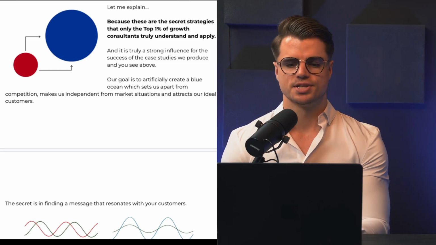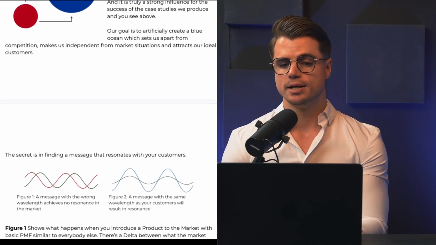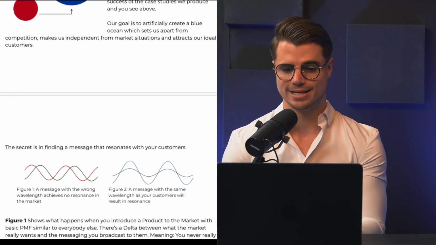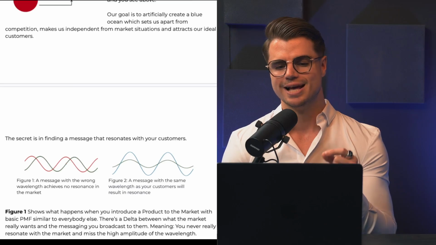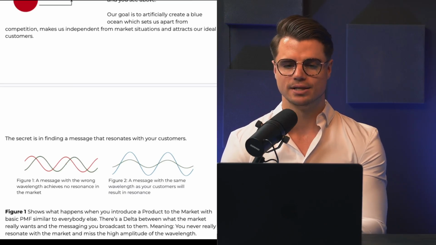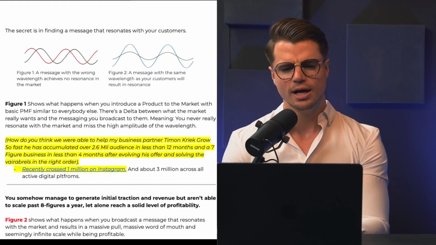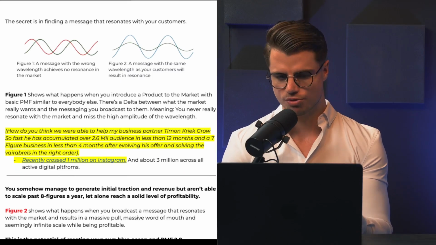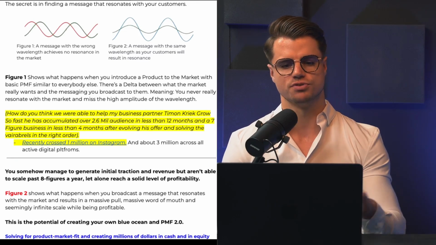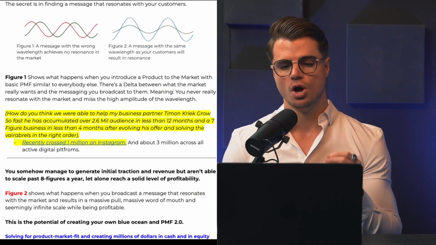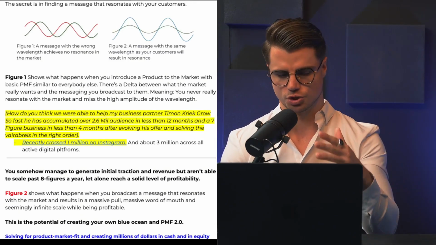Okay, so let me explain, because these are the secret strategies that only the top 1% of growth consultants truly understand and apply. It is a truly strong influence for success for the case studies we have produced and the stuff that you've seen above. So our goal is to artificially create a blue ocean, which sets us apart from competition, makes us independent of market situations, and attracts our ideal customer, as I mentioned with the Team 1 case study above. So the secret is in finding a message that resonates with your customers. Now, figure 1 is a message with the wrong wavelength. As you can see there, it achieves no resonance in the market. And figure number 2 is a message with the wavelength your customers have, so you get that market message resonance. That's what you're really shooting for.